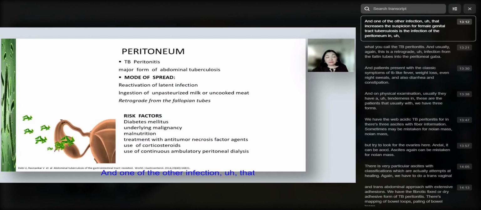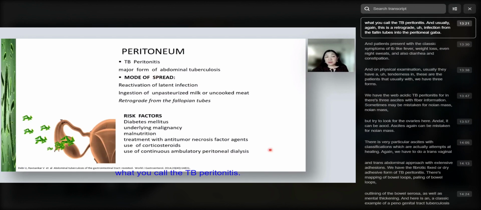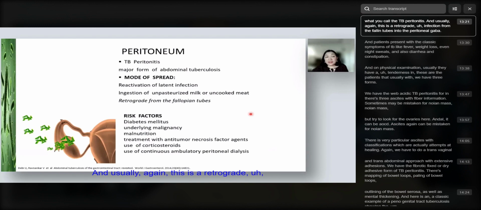And one of the other infections that increases the suspicion for female genital tract tuberculosis is the infection of the peritoneum in what we call TB peritonitis. And usually, again, this is a retrograde infection from the fallopian tubes into the peritoneal cavity.